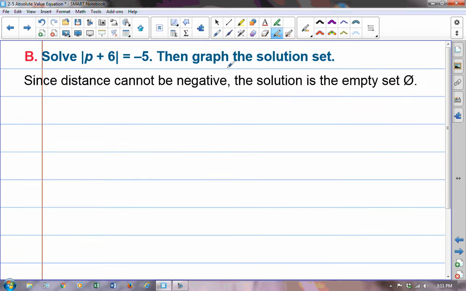All right, here is a case where the absolute value is equal to a negative number. Absolute values can never be negative, the bars itself. Inside it's okay, but outside it can't. So the distance can never be negative, so this solution is an empty set. We would say no solution, okay? Or you would say an empty set like that.